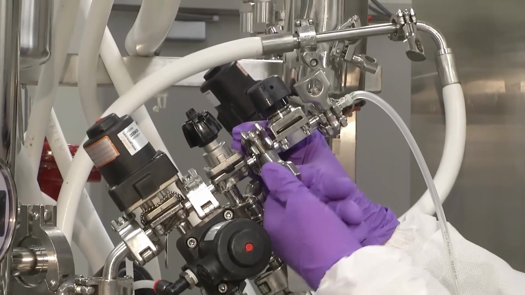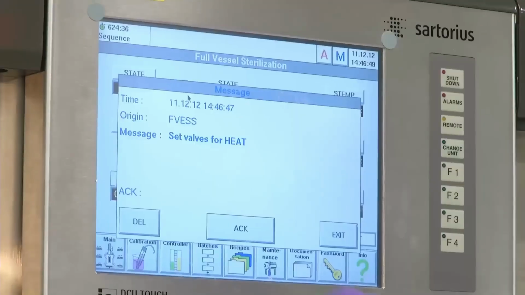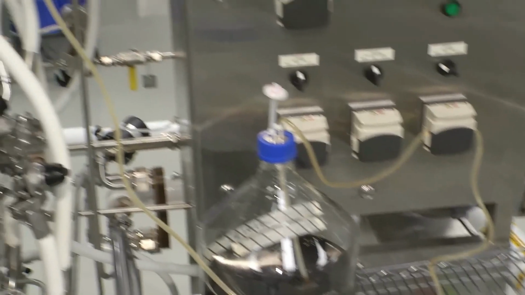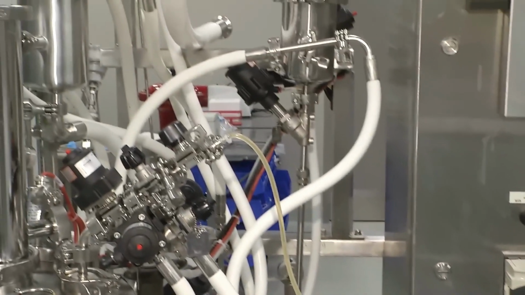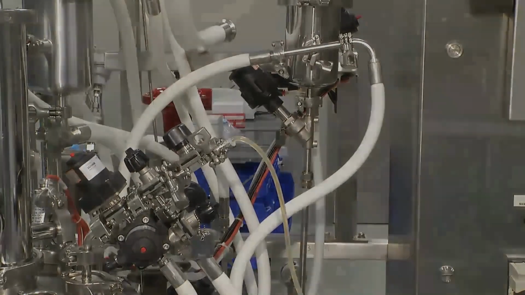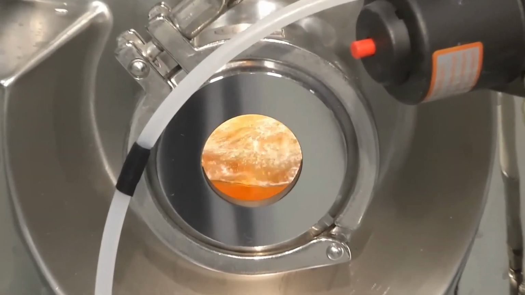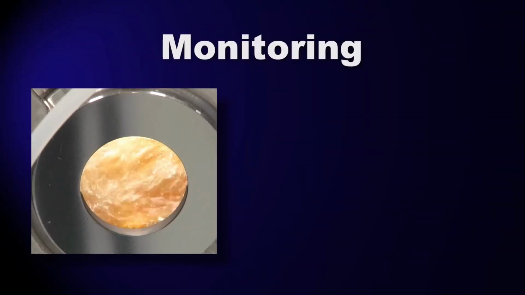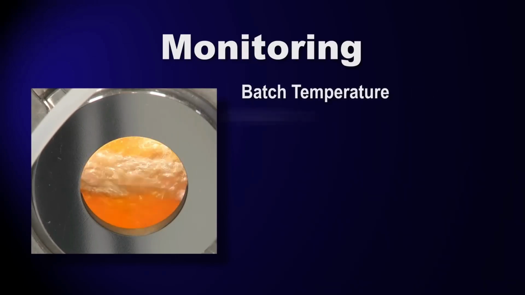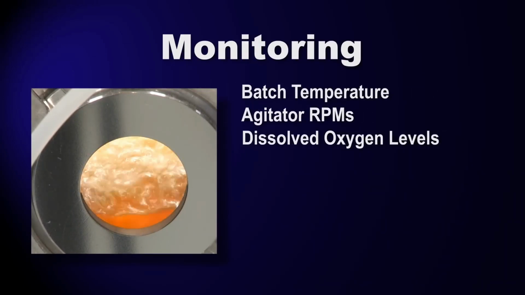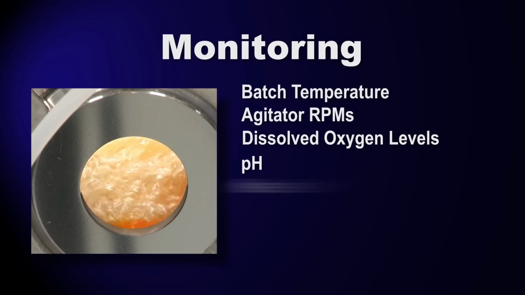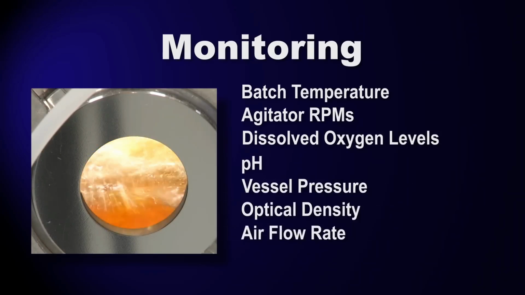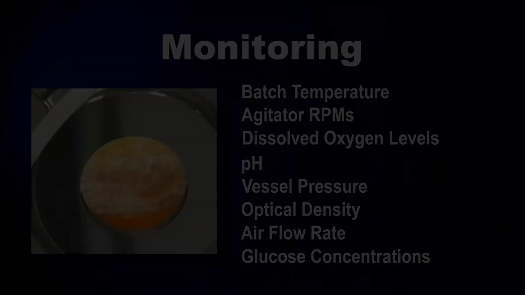After the inoculation hose is connected to the reactor and steamed for 20 minutes, the expanded seed stock is pumped into the reactor containing the media. Fermentation now begins. The operator takes 0-hour readings and begins to regularly monitor batch temperature, agitator RPMs, dissolved oxygen levels, pH, vessel pressure, optical density, airflow rate, and glucose concentrations.